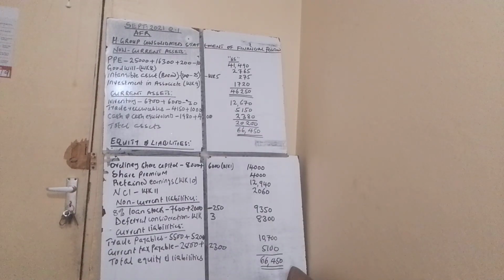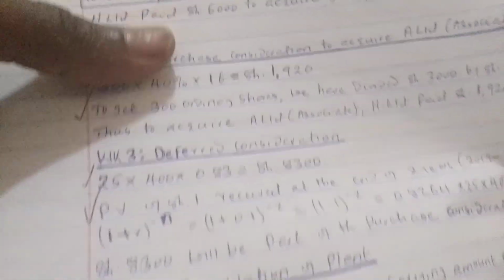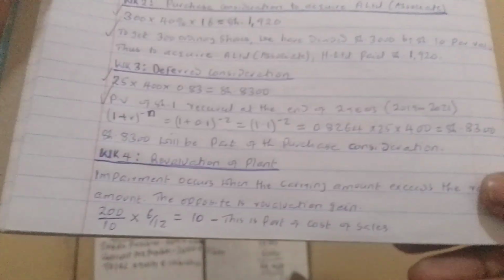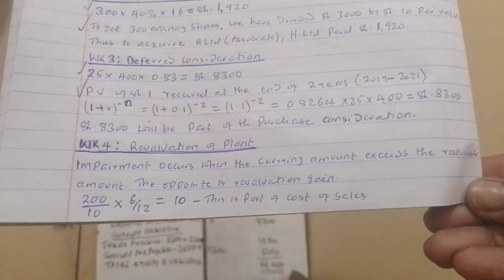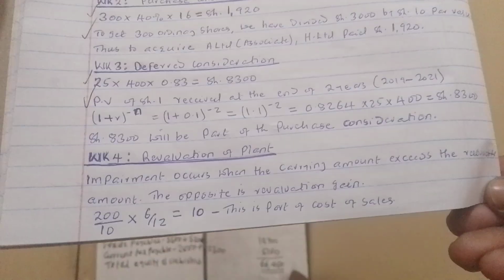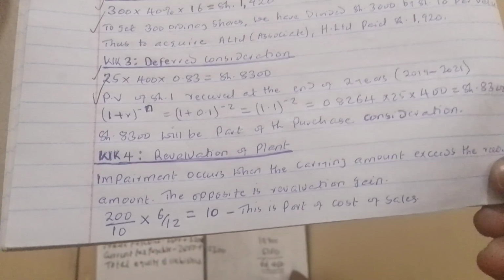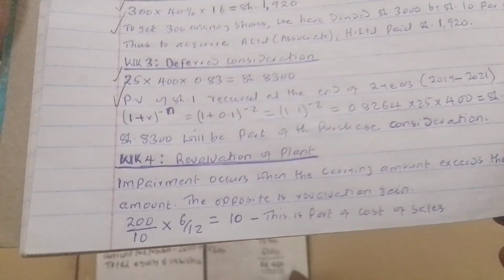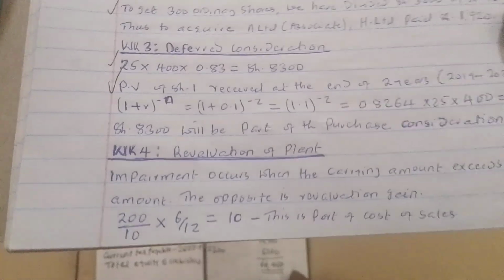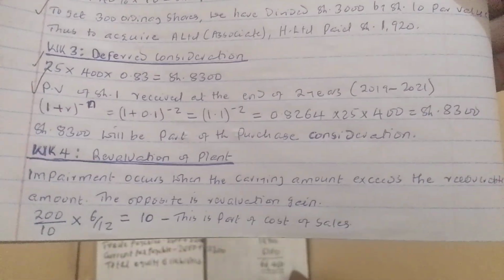Just as I have explained, working number 4 is to show the revaluation of plant. So show your workings. Working number 4, revaluation of plant. We said impairment occurs when the carrying amount exceeds the recoverable amount. The opposite is a revaluation gain. That one you have done in chapter 1.